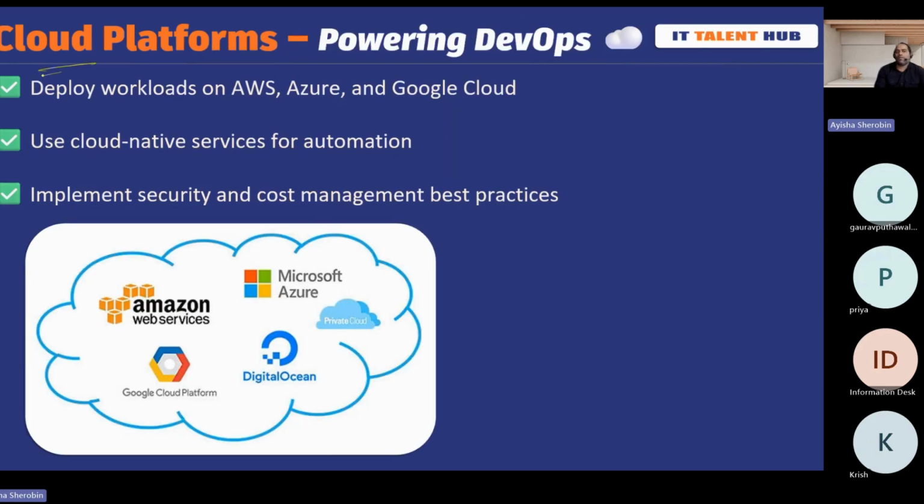Now cloud platforms, as I mentioned, we'll be learning about AWS. AWS is very trending in the market, so we'll be focusing on AWS and we'll include that in our course.